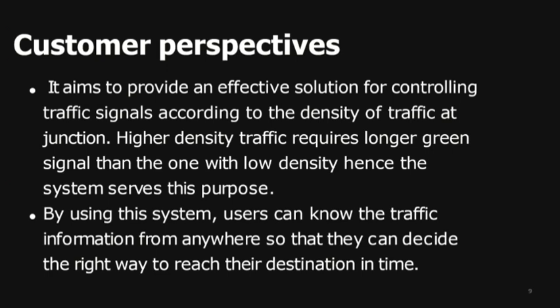The system aims to provide an effective and better solution to control traffic signals according to the density of traffic jams at the signal junction. Here, the green signal time requirement depends on the traffic density. Higher density traffic requires a longer green signal than low density traffic. Hence, the system serves this purpose. With this information, users can know the traffic situation from anywhere so that they can decide the right path to reach their destination.